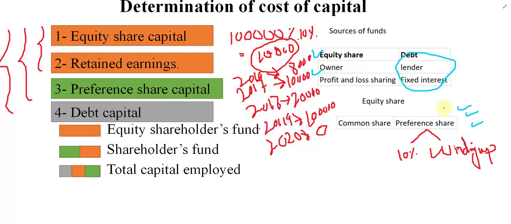There are several types of preference shareholders, but we're not going to discuss this one. The second point is common shareholders. Common shareholders are those shareholders who do not have preferential right. So they receive the profit after preference, and also at the time of winding up, they receive their capital after the capital distribution for preference shareholders.